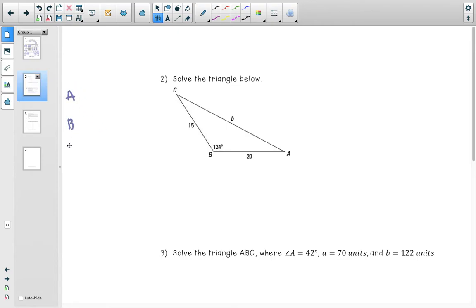It's trig, but it's not really the trig we've been doing. It's kind of an easier version, I think. There's only one little hiccup in this, and we'll talk about that in the next video.